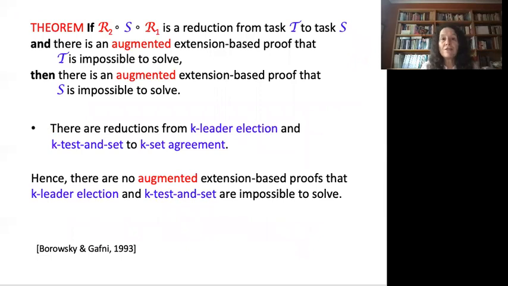What does our reduction theorem tell us? There are known reductions from K-leader election and K-test-and-set to K-set agreement. Since there is no augmented extension-based proof that K-set agreement is impossible to solve, it follows from the contrapositive of our reduction theorem that there are no augmented extension-based proofs that K-leader election and K-test-and-set are impossible to solve. These facts were not previously known.